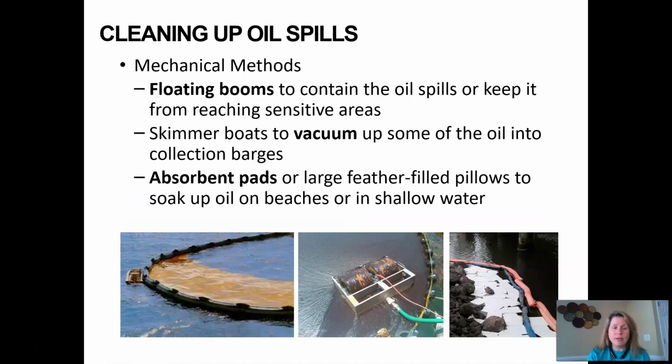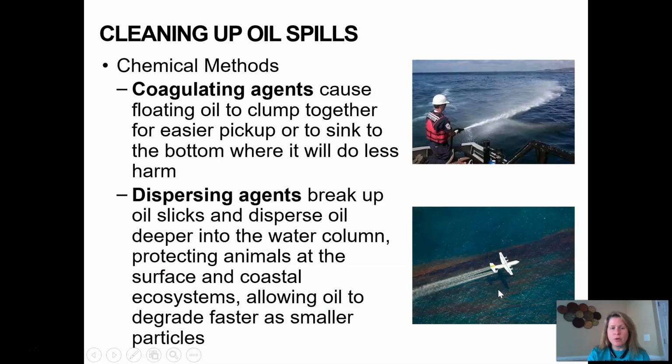There are a couple of ways. One is you can have a floating boom that will help to contain the oil spill to keep it from spreading any further. Then we can have skimmer boats that come along with these skimmers, and they will vacuum up the oil as it has been contained, and they'll collect it. And then if you're close to the beach, they may put out absorbent pads in order to help absorb that oil before it reaches the shore.